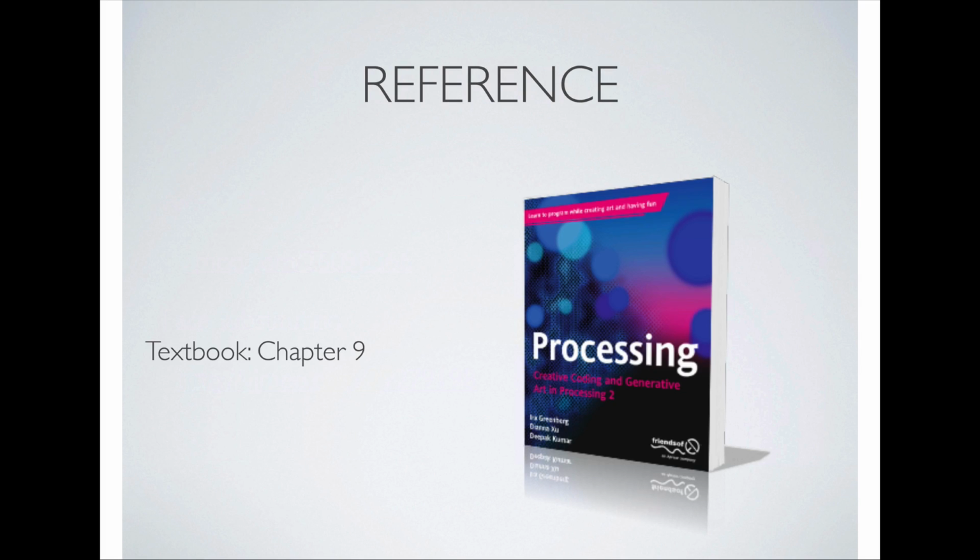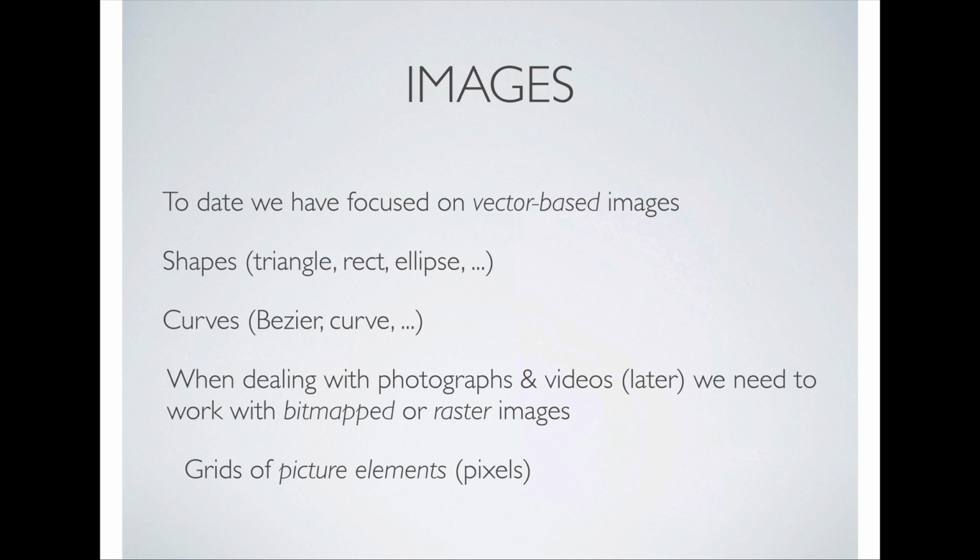Bitmapped images comes from chapter 9 of the textbook, so if you want to read along, that's where we need to be. So, images. To date, we've focused on vector-based images. We've been thinking of images as lines that are between 2 points in a space. So it's a Cartesian plane. We say an x and y position for the start of the line and another x and y position for the end of the line, and that's how we draw. We have curves as well. We have shapes made up of lines, but generally they're all vector-based.